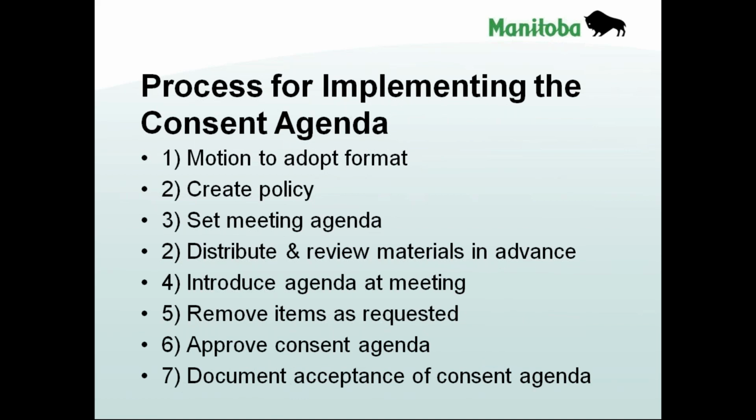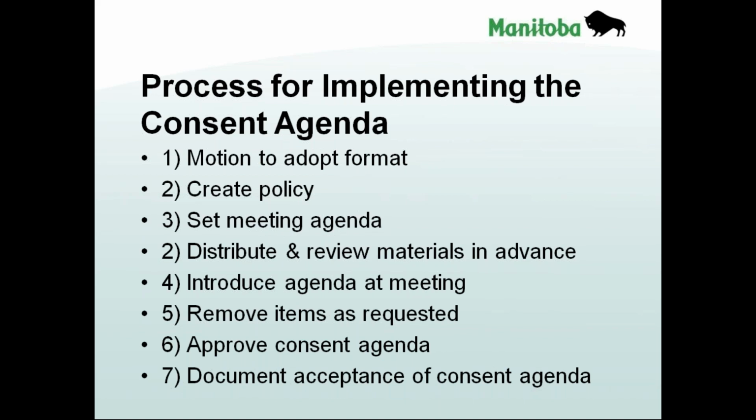For an organization to implement the consent agenda, they must begin by approving a motion to adopt the consent agenda as the accepted agenda format for its meetings. They should then craft a policy about what may and may not be included in the consent portion of the agenda. Prior to the meeting, as previously mentioned, the agenda should be set by the chairperson and possibly other members of the executive. All documentation supporting items in the consent agenda are circulated and should be reviewed by meeting participants.